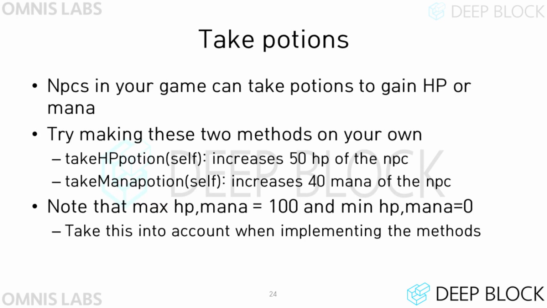Let's add new methods to the NPC class we've made so far. Try implementing the 2 methods shown in the slide yourself. The first one is a method called takeHPPotion, which increases the HP attribute of an NPC instance by 50. And the second method is called takeManaPotion, that increases the mana attribute of an NPC instance by 40. And the maximum HP and mana are 100, and the minimum HP and mana are 0. Pause the lecture video and continue playing after implementing the methods on your own.